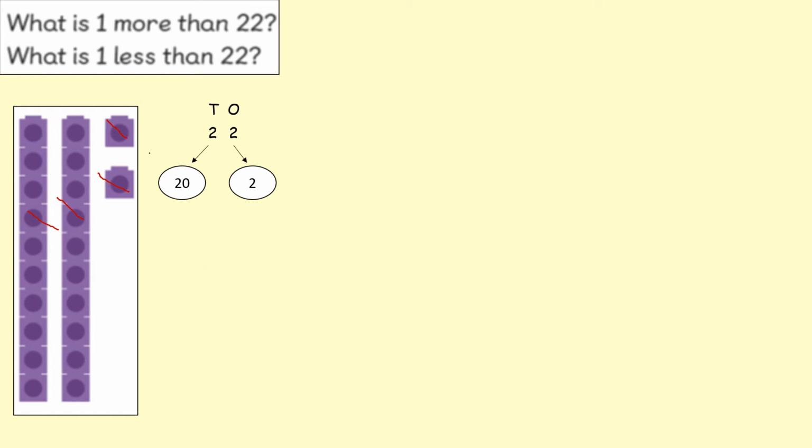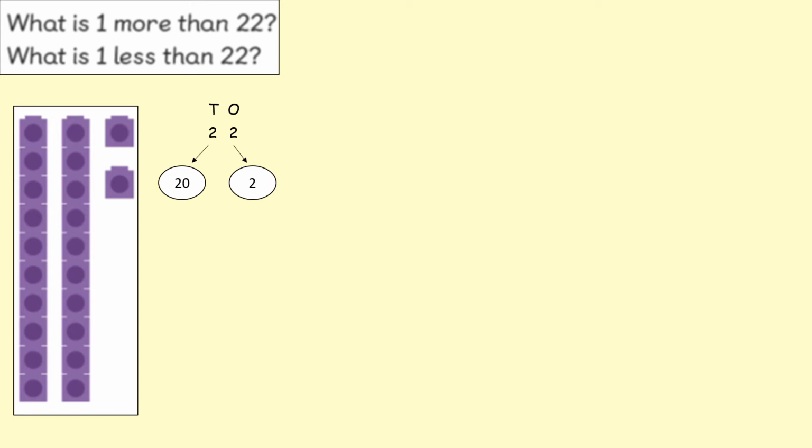Now we can do the same for less, can't we? We want to find what is 1 less than 22. So children, get your 22 counters again. And can you find what is 1 less? Remember, less is when we take it away, it's smaller. Can you do that? Can you find what is 1 less? Pause the video and have a go.